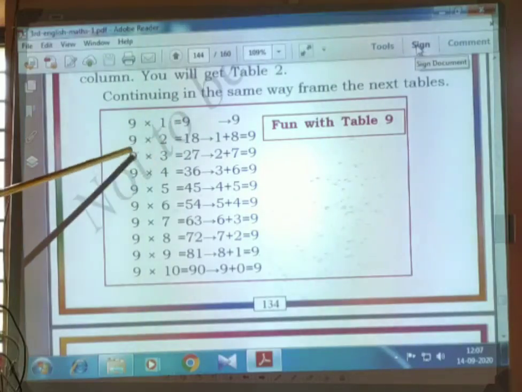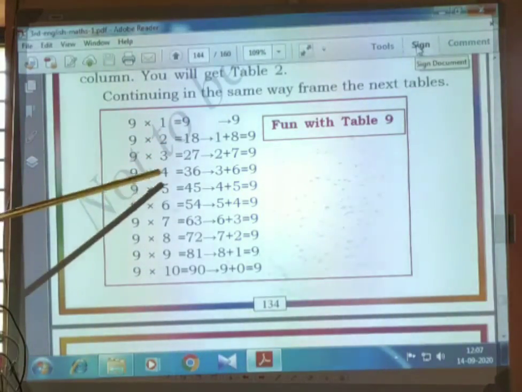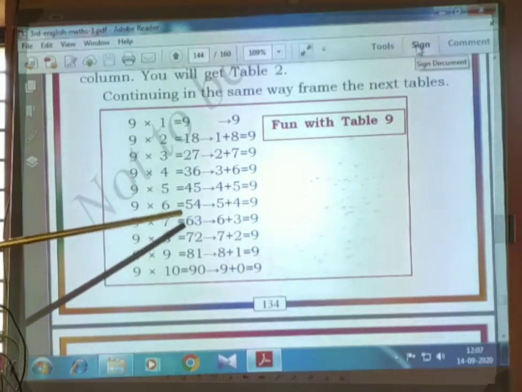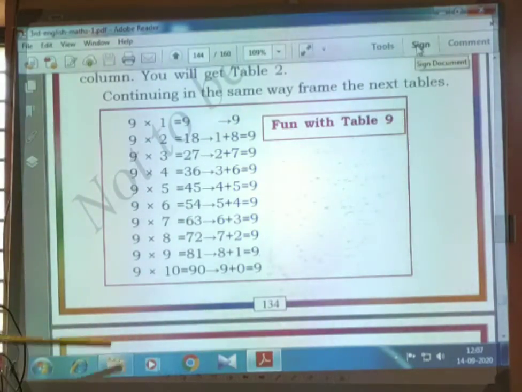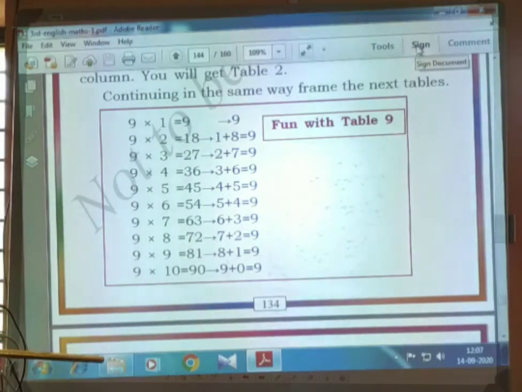9 1 is a 9, 9 2 is a 18, 9 3 is a 27, 9 4 is a 36, 9 5 is a 45, 9 6 is a 54, 9 7 is a 63, 9 8 is a 72, 9 9 is a 81, 9 10 is a 90.